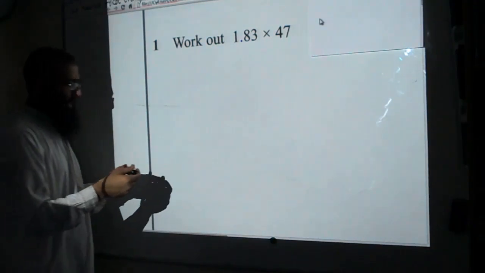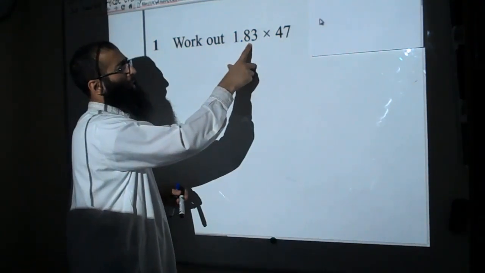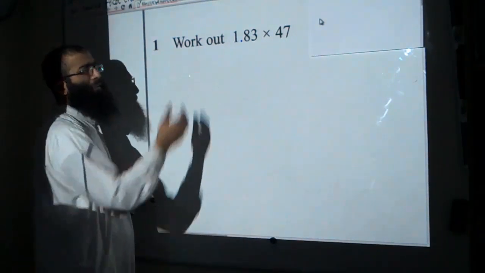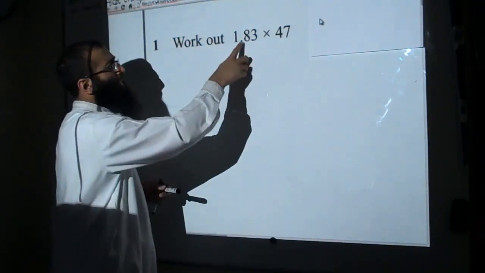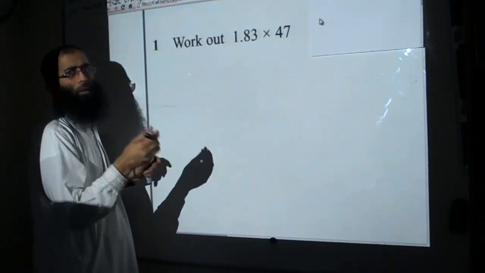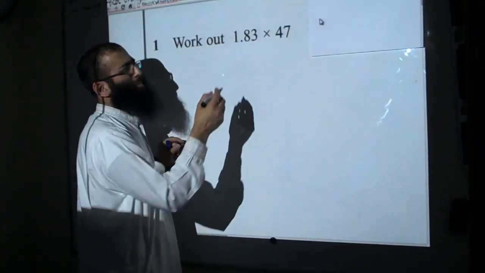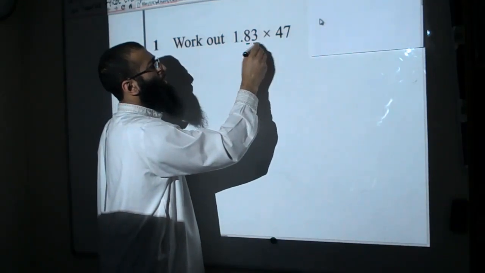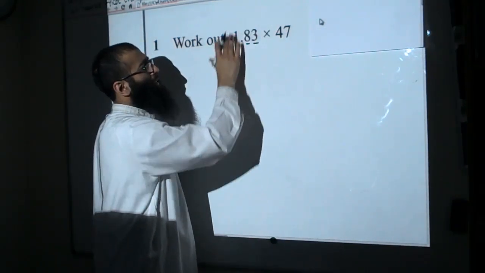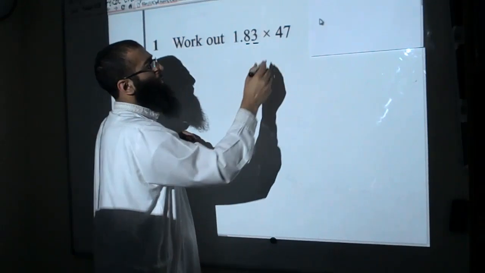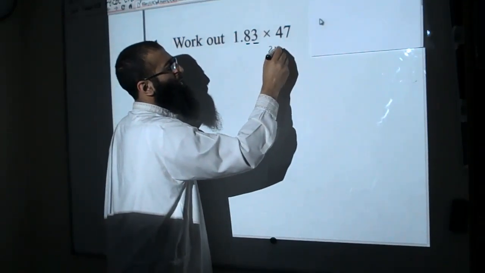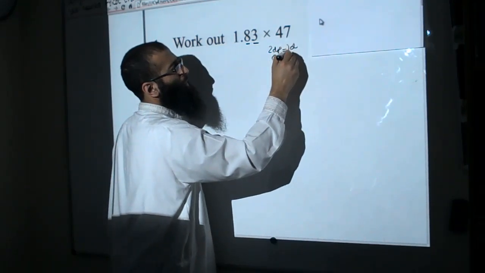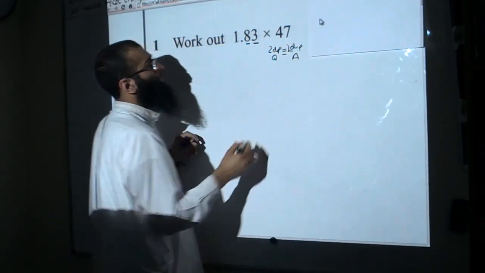Bismillah. In this first question we have 1.83 times by 47. This is a variation of a long multiplication question with a decimal point in it. What I'm going to do first of all is count the number of decimal places in my question. It will become apparent in a bit. We have 1, 2 decimal places in this whole question. So we say 2 decimal places in the question, which will mean we'll have 2 decimal places in my answer. So let's get started.